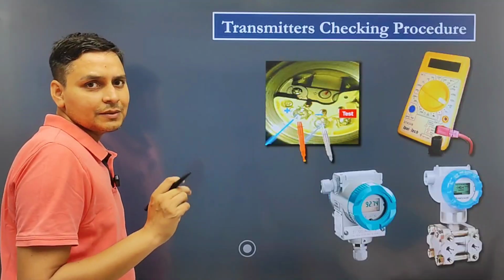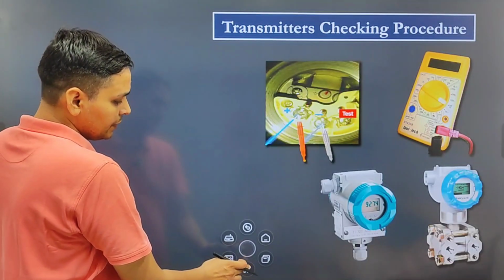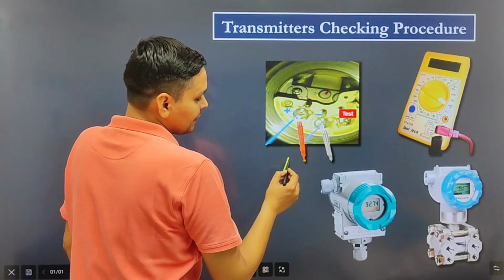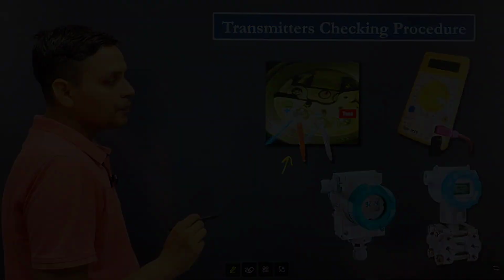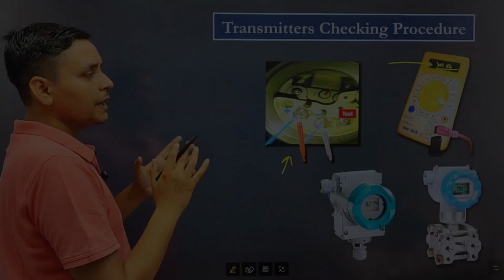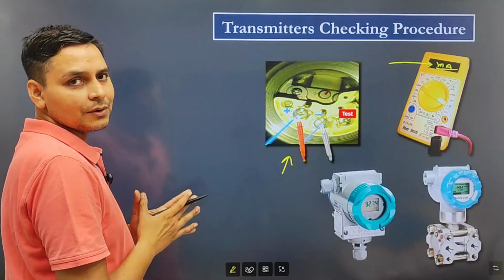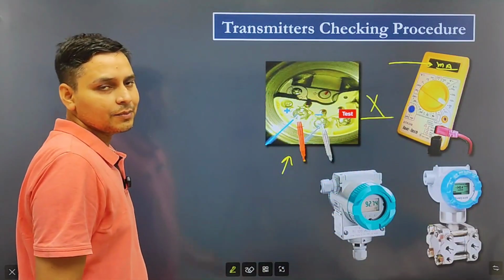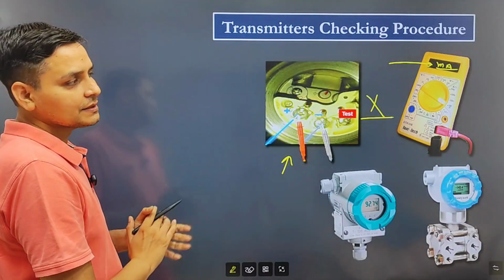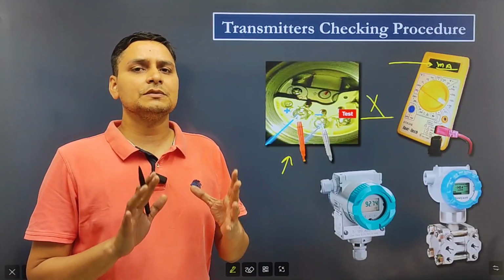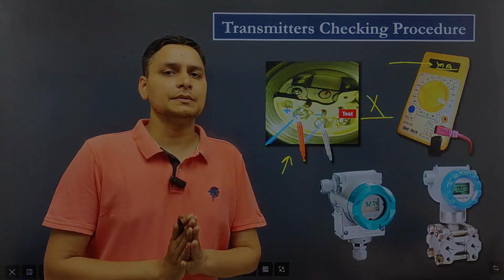Let's move further. Now look friends, to check transmitters, many of our friends make this mistake. They connect multimeter wires directly to these terminals, and after this they start checking milliamperes here. By using this method, the milliamperes will not be correct. So this is not the right method for checking the transmitters at field side. Now we will discuss some correct methods for checking the transmitters.